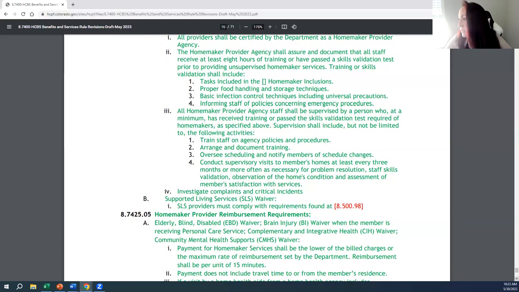Three, all homemaker provider agency staff shall be supervised by a person who, at a minimum, has received training or passed the skills validation test required of homemakers as specified above. Supervision shall include, but not be limited to, the following activities. One, train staff on agency policies and procedures. Two, arrange and document training. Three, oversee scheduling and notify members of schedule changes. Four, conduct supervisory visits to members' homes at least every 3 months or more often as necessary for problem resolution, staff skill validations, observations of the home's condition, and assessments of member satisfaction with services. And four, investigate complaints and critical incidents.